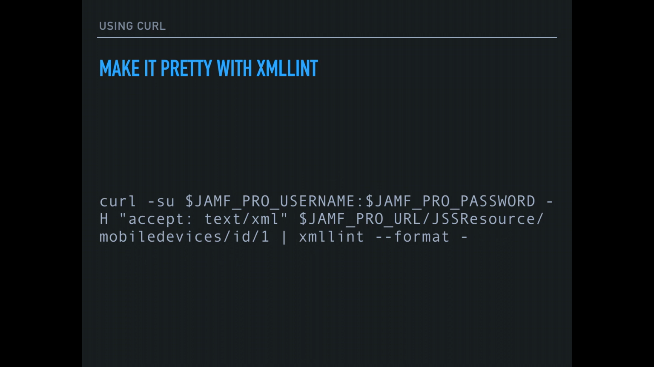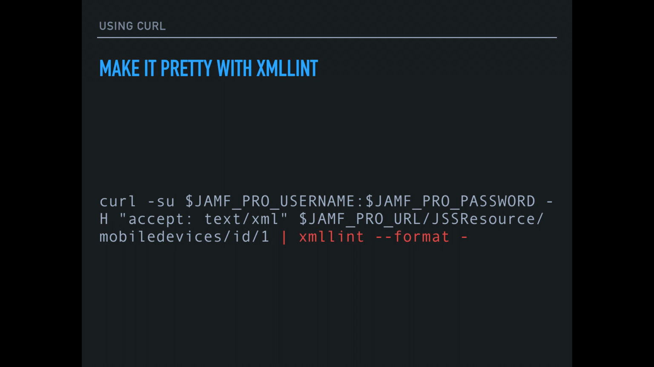So here's what a command looks like. We're using XML Lint. And you'll notice the command is really the same thing with the exception of this end bit. So we are piping this command to XML Lint. And if anyone's not familiar with bash scripting, piping is basically taking the output of one command and then the pipe sends it to a second command.